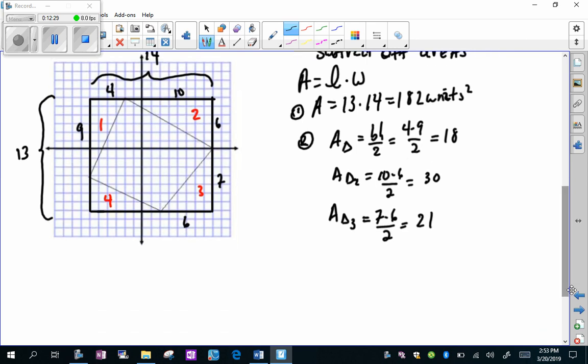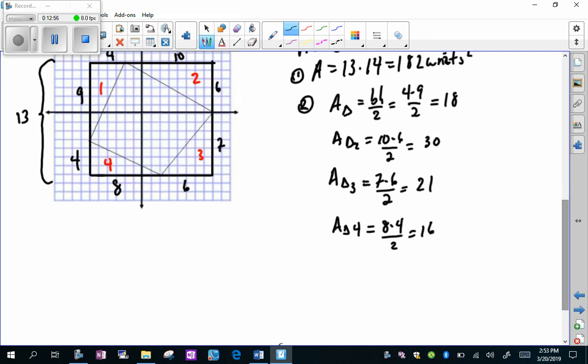And then the last one, triangle 4. Okay, that's going to be 8, counting across. And then counting up is going to be 4. So that's going to be 8 times 4 divided by 2, which equals 16.